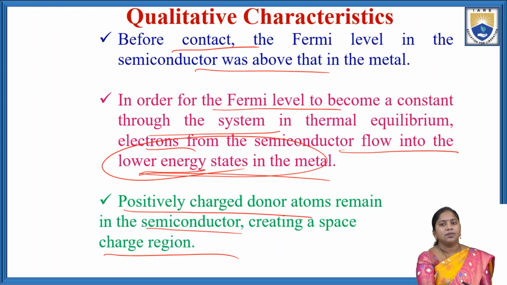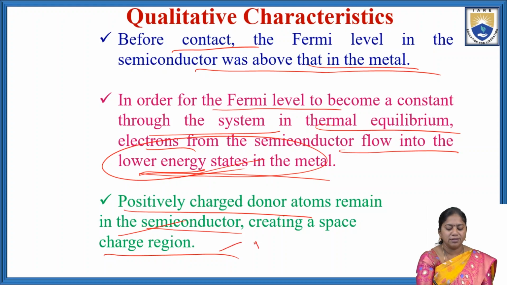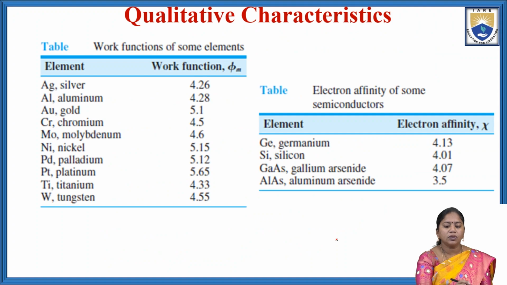Before making the contact, the Fermi level in the semiconductor lies above the metal level. In order for the Fermi level to become constant throughout in thermal equilibrium, electrons from the semiconductor flow into the metal, that is, into the lower energy states. So positively charged donor atoms remain in the semiconductor, creating a space charge region. The space charge region is also called the depletion region.